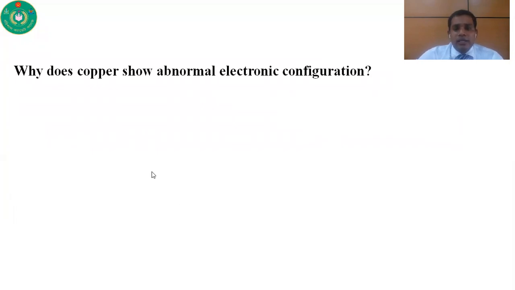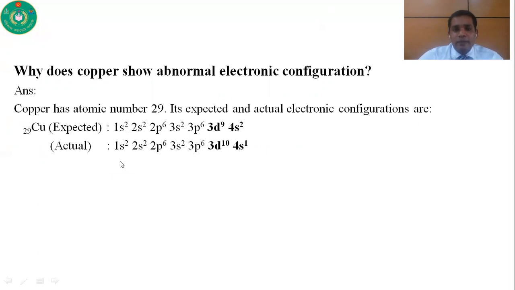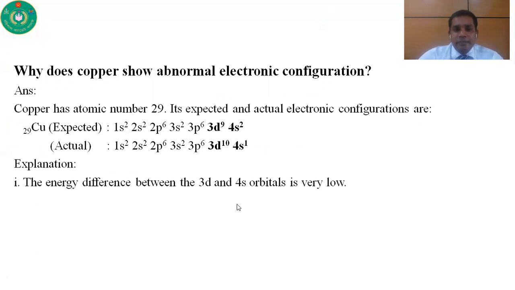Another one is copper. Copper also shows abnormal or exceptional electronic configuration. Why? You know that its atomic number is 29. Its expected electronic configuration is 1s2, 2s2, 2p6, 3s2, 3p6, 3d9 and 4s2. But its actual electronic configuration is 3d10 and 4s1. Why this? The answer is the same. The energy difference between 3d and 4s is very low.